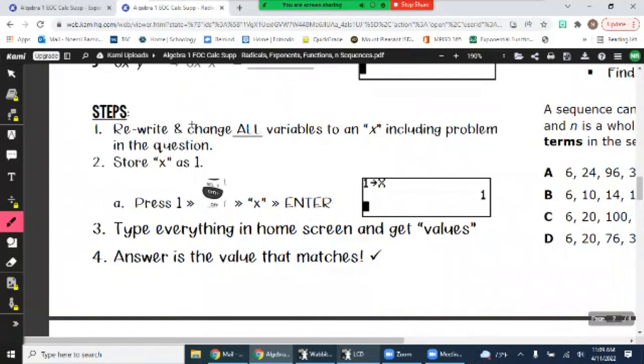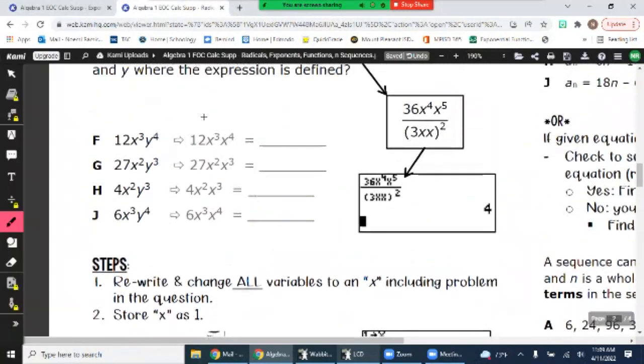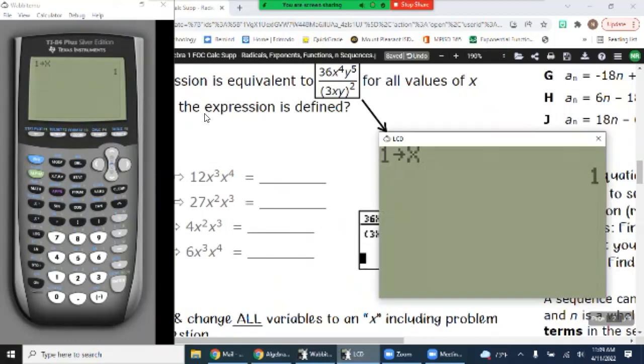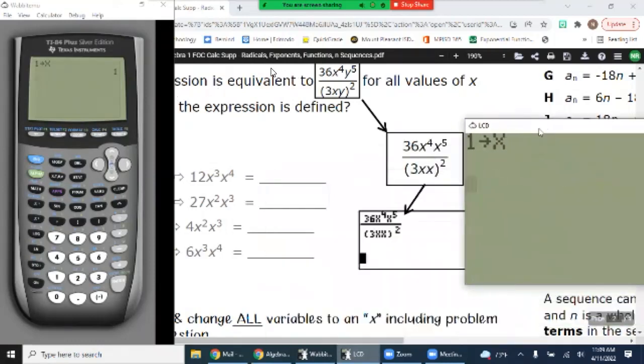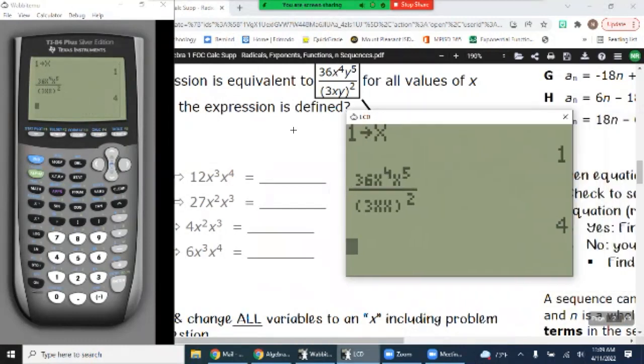From there, now you get to type everything in the home screen and get the values just like we did with the previous example. So I'm going to type all of this in. Remember, to type in any type of fraction, you use alpha y equals. So at the top, we're going to have 36 x to the power of 4, x to the power of 5, because you cannot type in any type of y. So that's why we're changing everything to an x. 3x and x squared. There we go. And that gives us the answer 4.